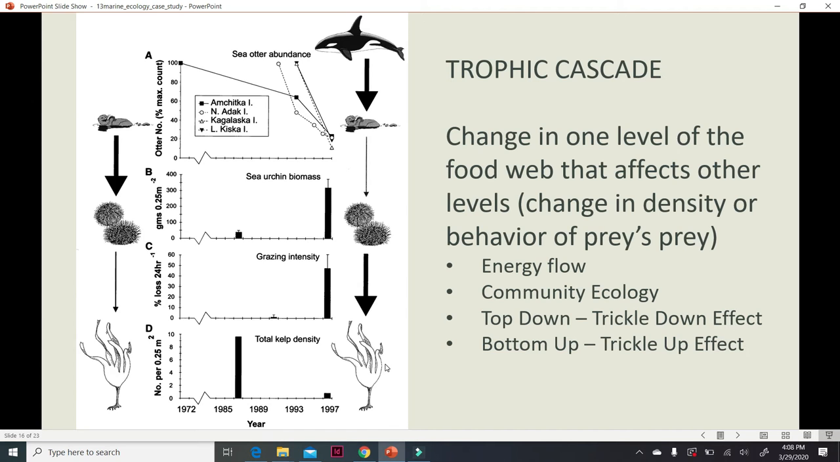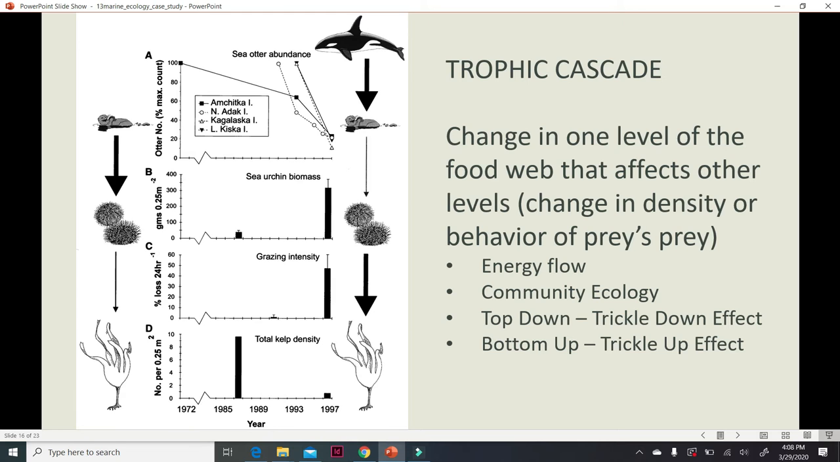All right. So when this happens, we have a change in energy flow. We can have a change in community ecology. And this would create a big change in community ecology. A community, an ecological community, is sort of the collection of all of the living organisms.